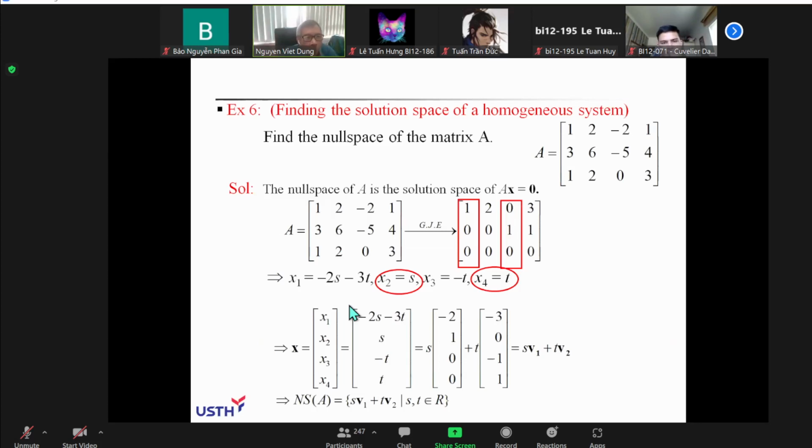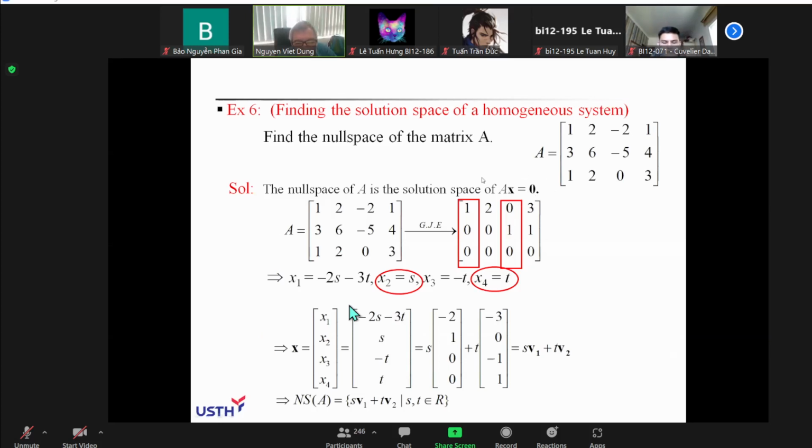However, that example will show you the way to solve a homogeneous system of linear equations having infinitely many solutions. That is, the example tells you how to find the null space of a matrix A. Suppose that you are given a matrix A like that, and you are required to find the null space of A. The null space of A is exactly the solution space of A. It means we consider the homogeneous system of linear equations AX equals 0.